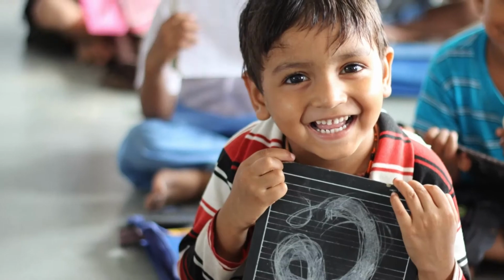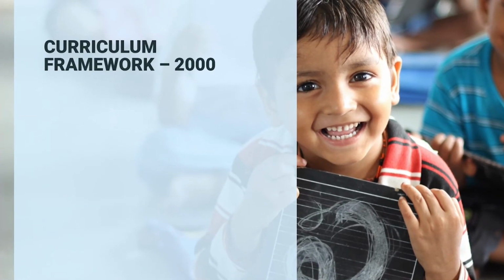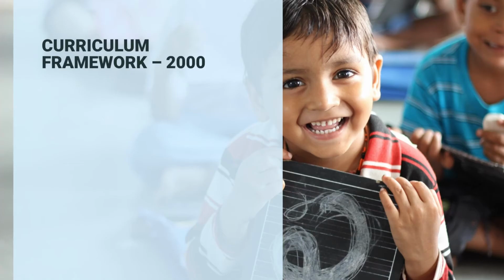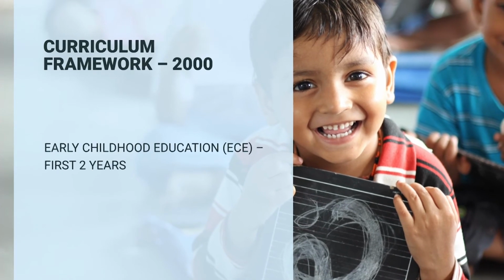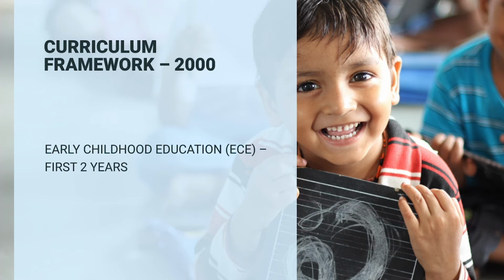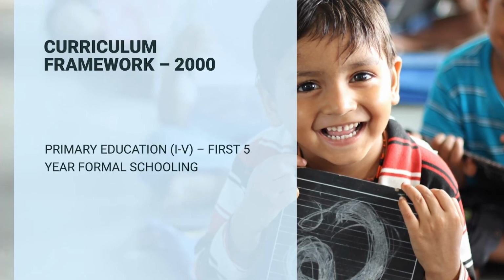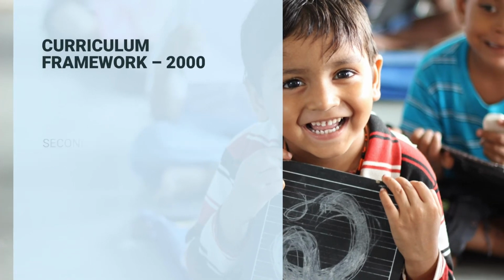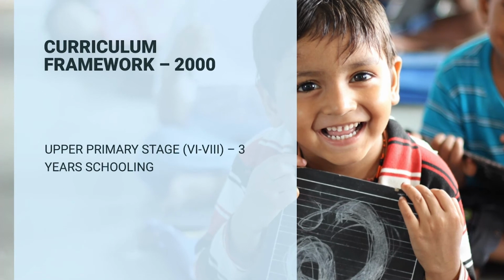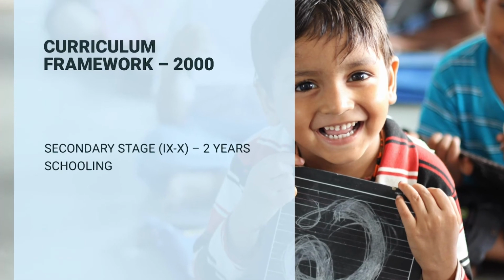Now, let us focus upon the curriculum framework 2000. This is the third curriculum framework by NCERT. Here you will find a clear shape was given for early childhood education, that is called ECE, that is the first 2 years of education, the pre-primary education. Then primary education, 5 years of primary education, that is class 1 to 5. Then 3 years of upper primary education, that is class 6th, 7th and 8th. Then for the 2 years of schooling, that is secondary education, class 9th and 10th.